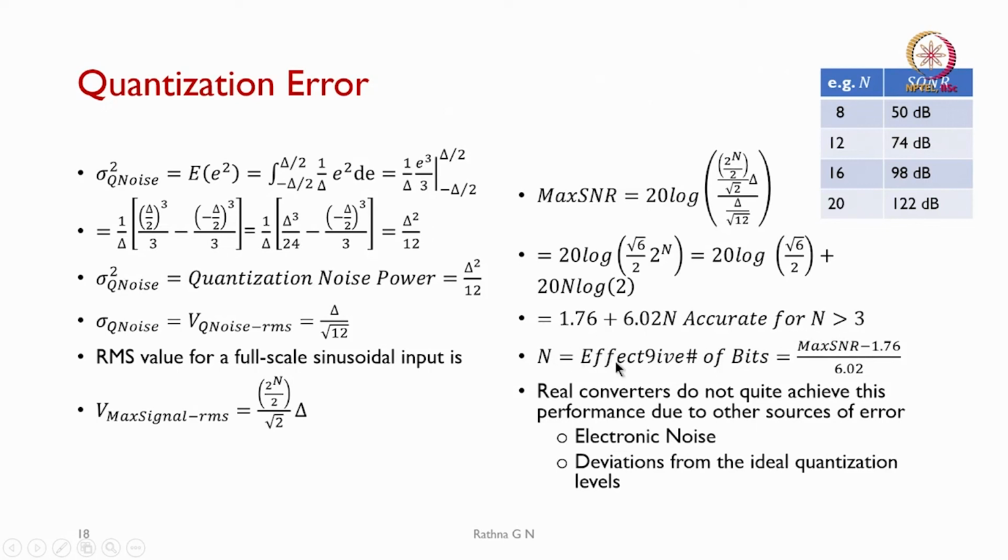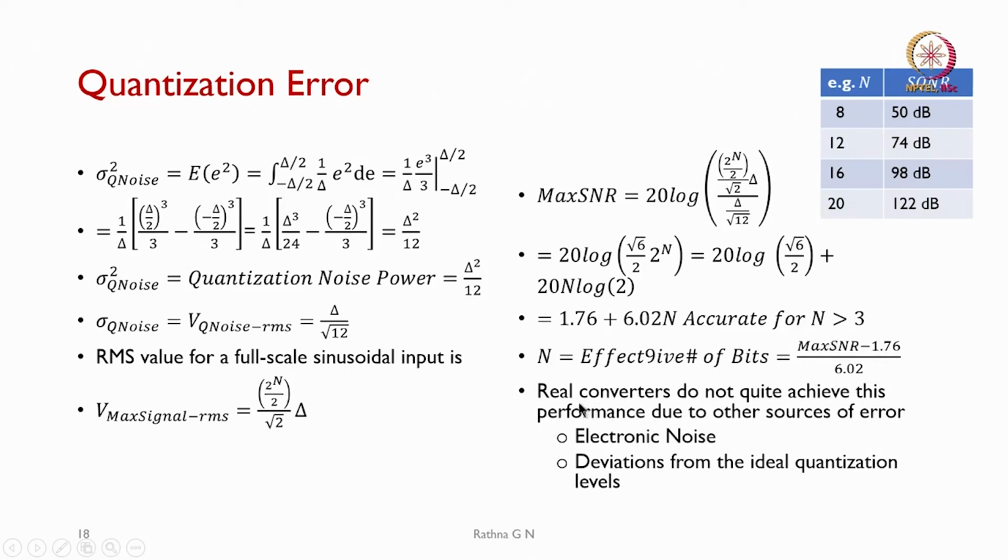So, n is the effective number of bits that we are going to have in our representation. The number of bits is the maximum signal to noise ratio minus 1.76, divided by 6.02.